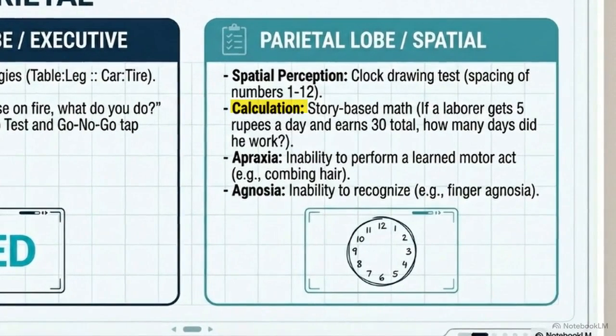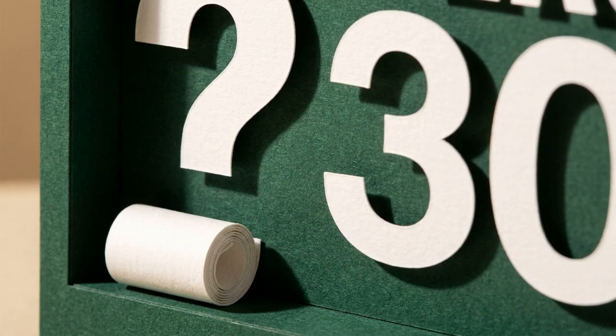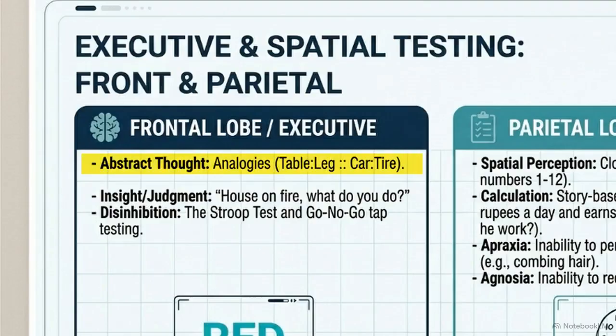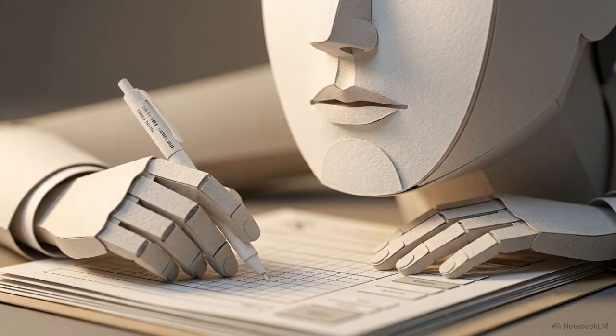Calculation serves as a dual-function test, measuring both working memory and parietal lobe integrity. We use story-based math for pediatrics to ensure we are testing logic rather than rote memorization. For example, asking how many days of work it takes to earn a specific sum. Abstract thought is the primary indicator of frontal lobe synthesis. We evaluate this through analogies, asking the child to describe how a table's leg is similar to a car's tire. These conversational prompts are actually calibrated stress tests designed to isolate specific cortical lobes.